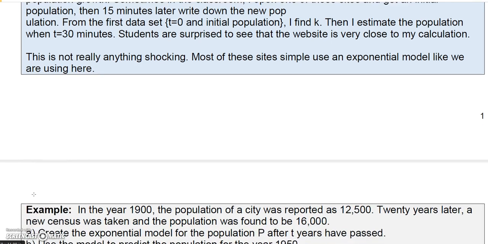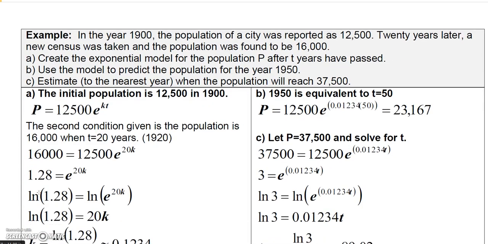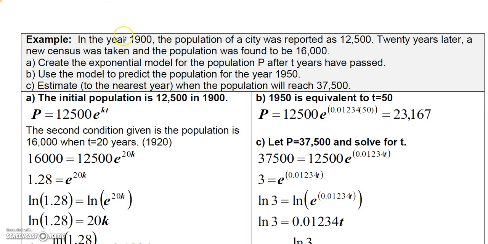Okay, so now in this problem, I'm given two conditions. I'm given the initial population. In the year 1900, the initial population is 12,500. And then I'm given another condition that 20 years later, the population grew to 16,000. Now, if we assume exponential growth, we can develop an exponential growth model for this.